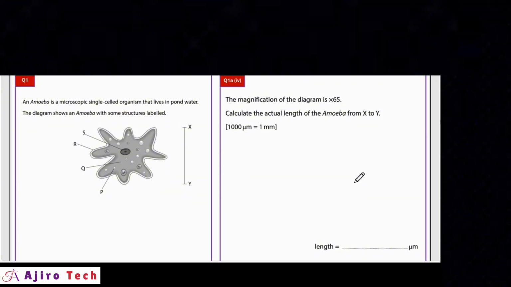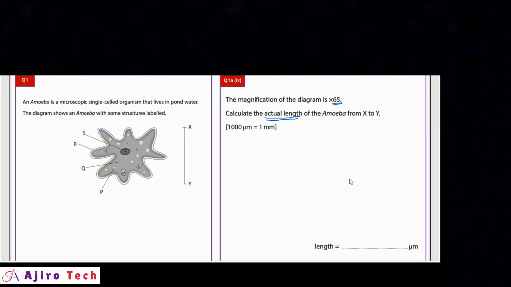Don't mind the values. Though there are some fixed values that have been given to us in the question, such as magnification times 65. That one is not changing. It's a fixed value that has been given in the question already. So we are calculating the actual length. We have been given magnification already.